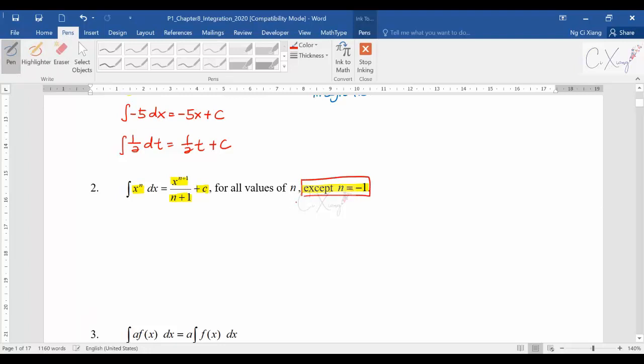Alright, so let's talk about some simple examples. Let's say I want you to integrate x power 2. So what do I get? I'm having x power 3, that is the power plus 1, divided by 3, then plus c. It looks very simple, right?